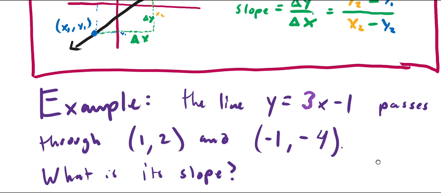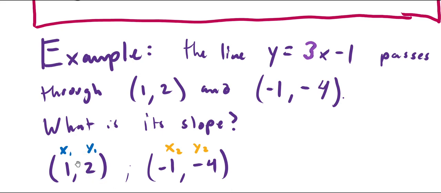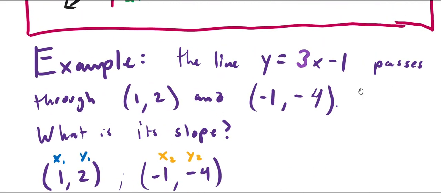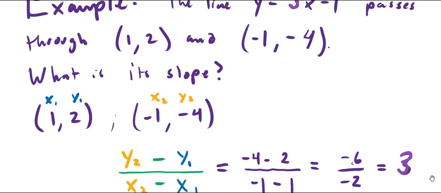What's its slope? Well, first let's take those two pairs and label them x1, y1, and x2, y2. If we then follow through the formula, y2 minus y1 over x2 minus x1, we get negative 4 minus 2 over negative 1 minus 1. That's negative 6 over negative 2, which is 3. 3? Yes, that 3. That 3 indeed. We'll come back to that.